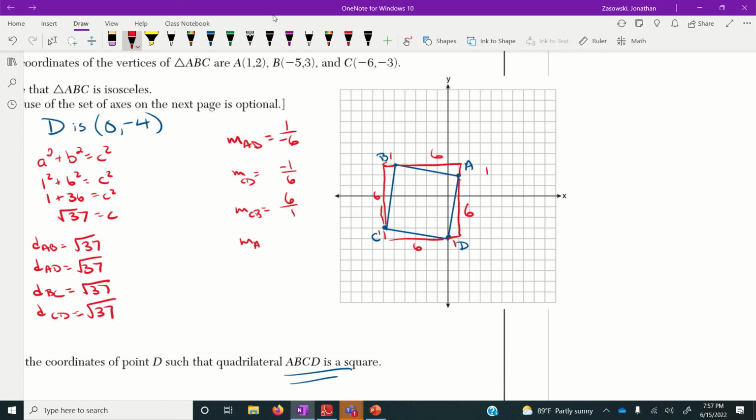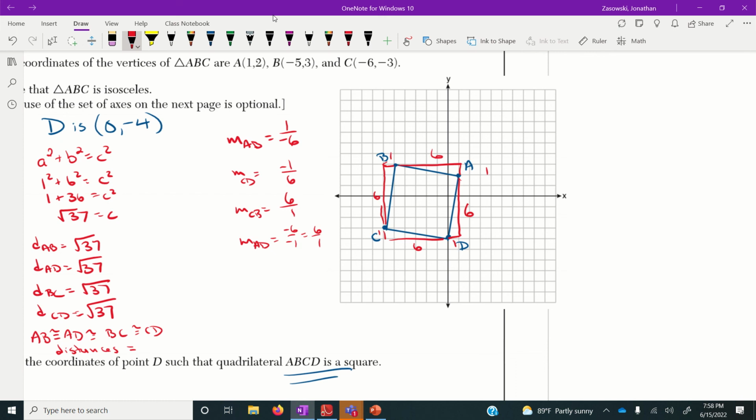AD, there we go, is down 6 and left 1, which is still 6 over 1. Okay? So we're good to go. So now I can say something about this work. We're going to say AB is congruent to AD, which is congruent to BC, which is congruent to CD, because the distances are equal.